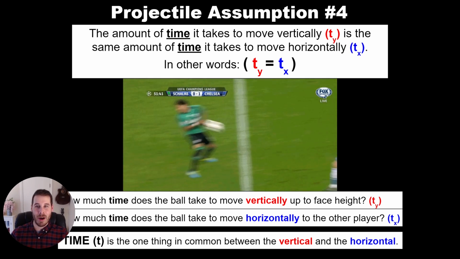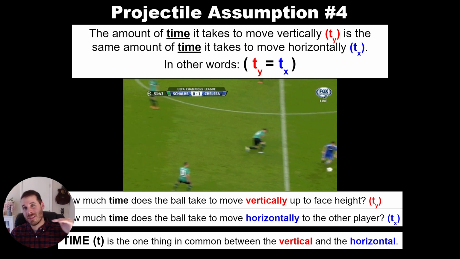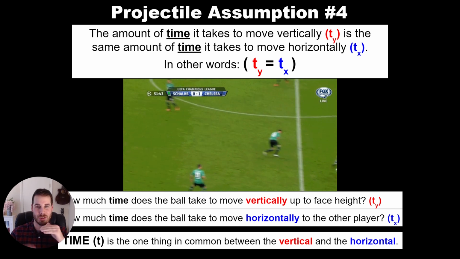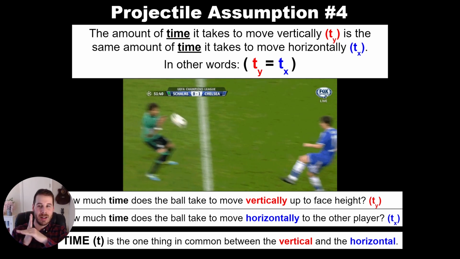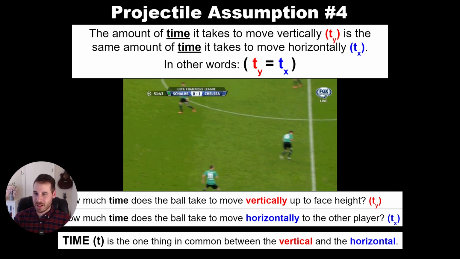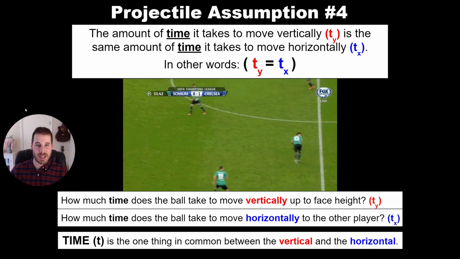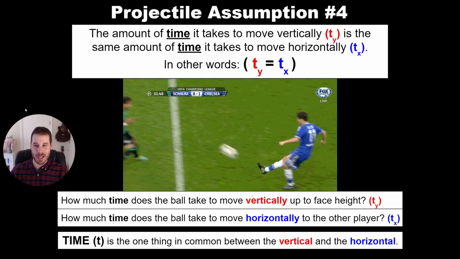And as that guy kicks, the ball moves side to side, but it also moves in the upward and downward dimension. So there's both dimensions of motion happening there. One question I could ask is, how much time does the ball take to move vertically up to the height of the face of the other player?